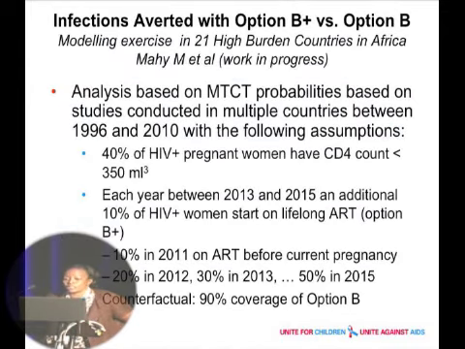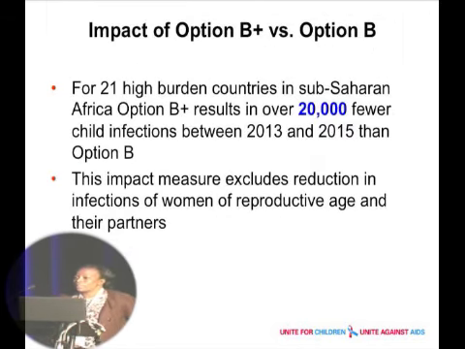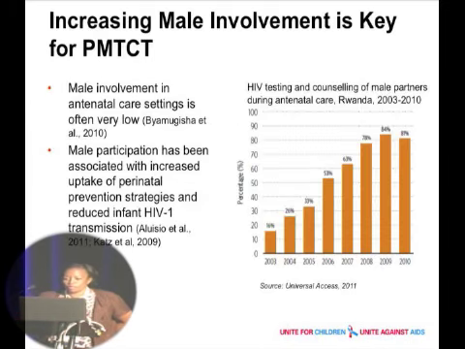We have actually started looking at this and trying to model what this means in 21 high-burden countries that are part of the global plan, using some of these assumptions. We estimate that by using option B+, we can save over 20,000 more children between 2013 and 2015. This work is continuing, and we hope that we can publish this paper soon.